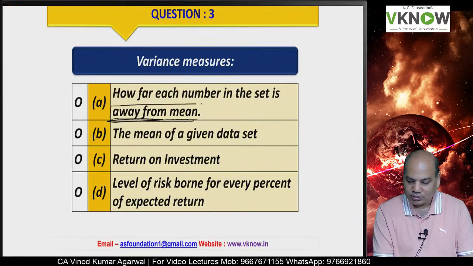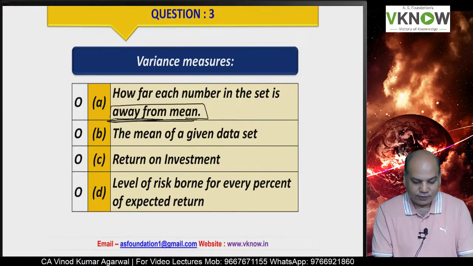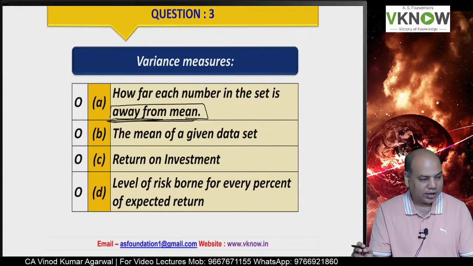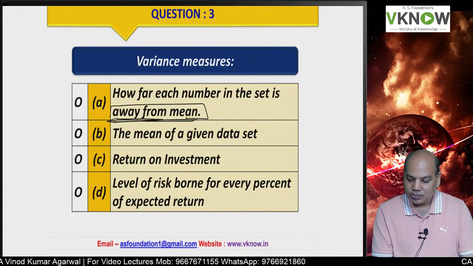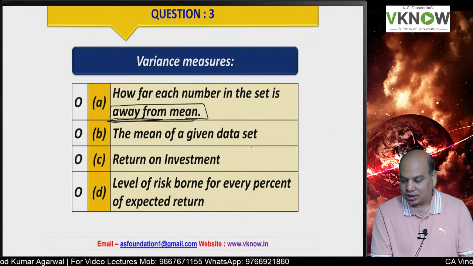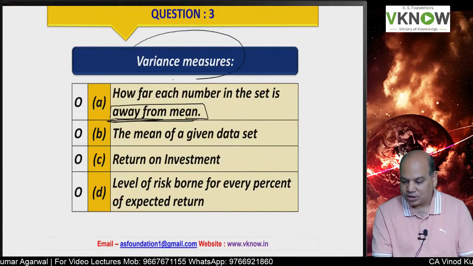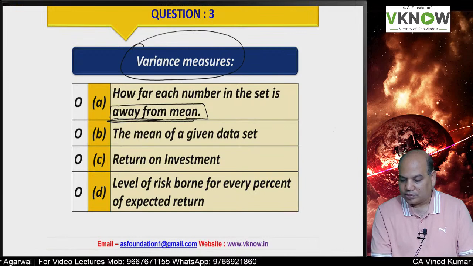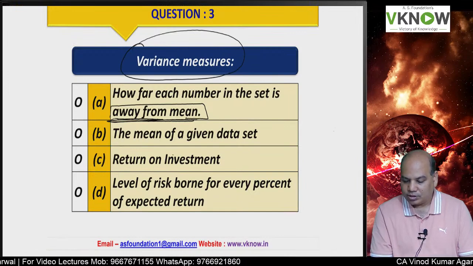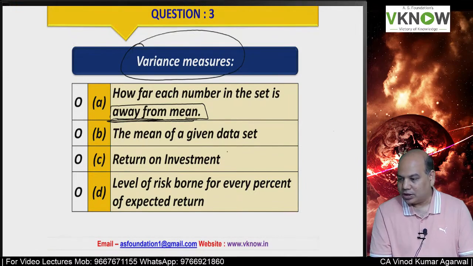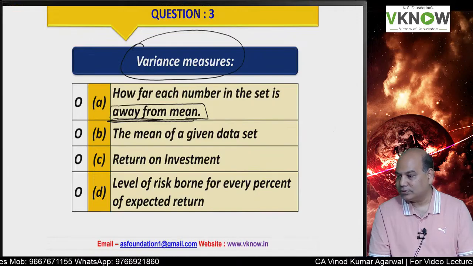The second line, away from the mean, is not typed. Please write it in your book if not typed. B, the mean of a given data set. What variance measures? How far each number in the set is away from the mean? The mean of the given data set, return on investment, level of risk borne for every percent of expected return.